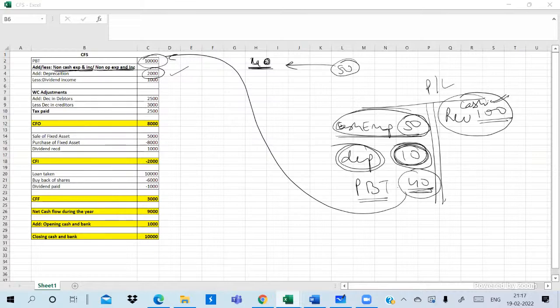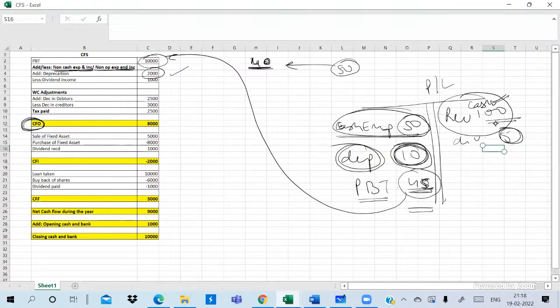So let's say I've got revenue from sales of 100 and I also have dividend income worth, let's say, 5 rupees, which means my total profit over here becomes 45. So this 45 includes 5 rupees of non-operating income. I am calculating cash from operations and not total cash.